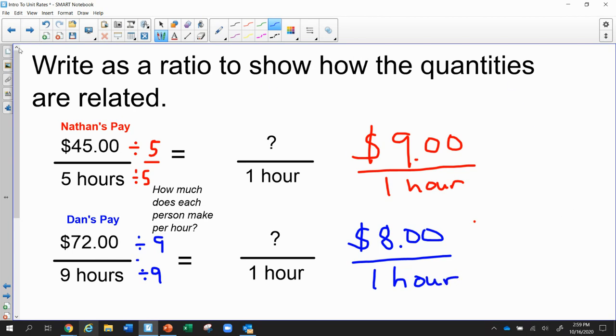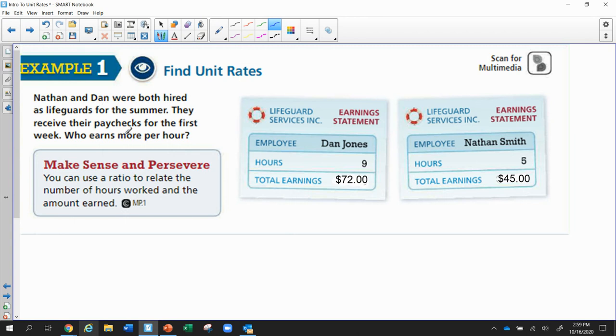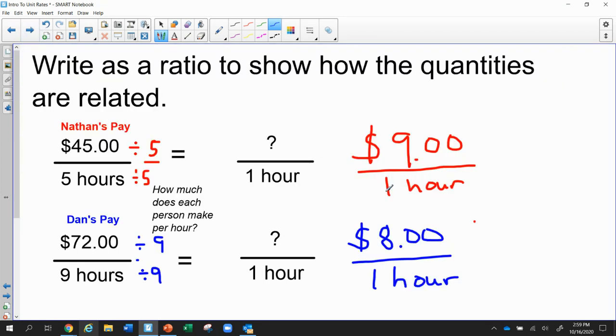So going back to our original question, who earns more per hour? Well, I think Nathan earns more per hour because even though he made less money because he worked less time, he makes more per hour, $9.